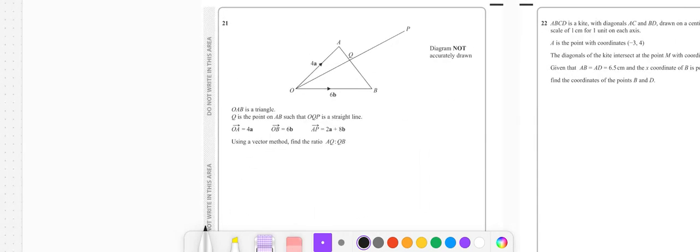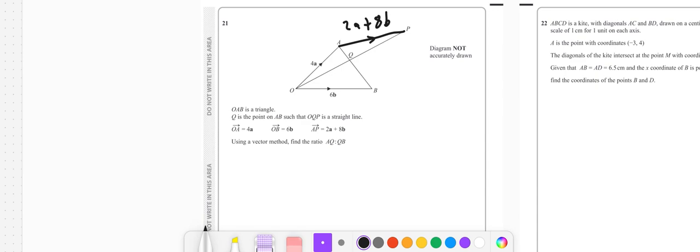Okay, vectors question. OAB, it's a triangle. Q is a point on AB, such that OQP is a straight line. OA is that, OB is that, OP is that. Okay, so that's not drawn on the diagram. 2a plus 8b. Using vectors to find the ratio.